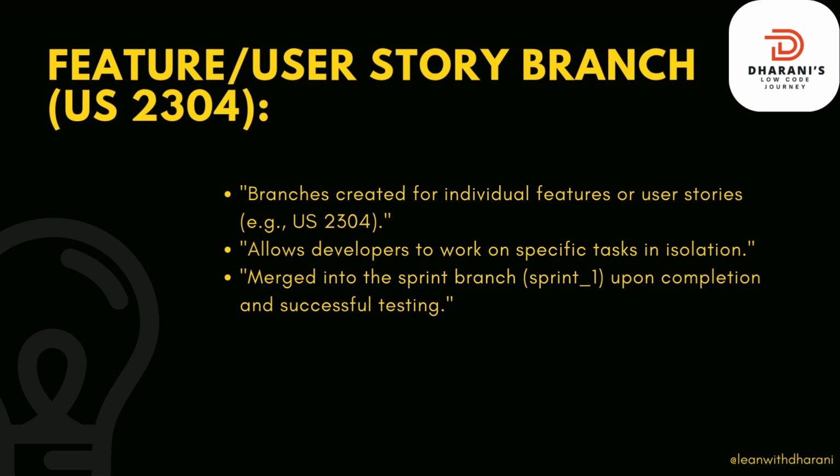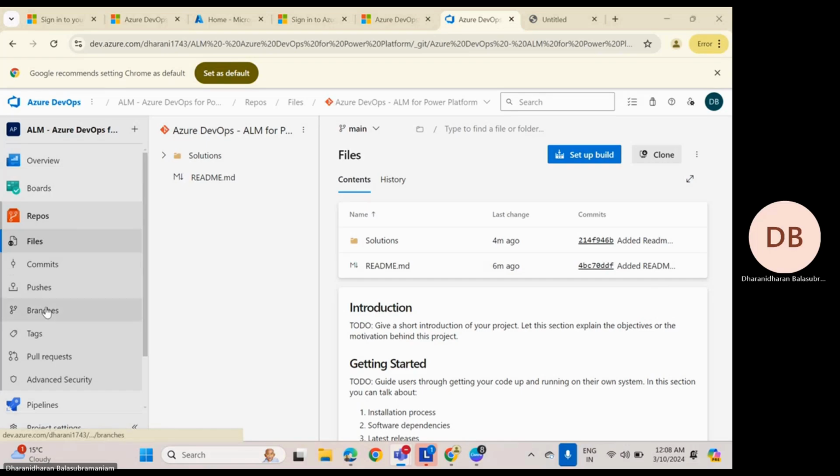And next is the feature branch. These are the temporary branches you create to work on a specific feature or a bug fix. For example, you might create a branch named US user story 2304 if you're adding a login page. Once your work is done, you merge this into a testing branch, the release branch for testing. Once the testing is done, then we will merge this back to the master branch, the main branch.